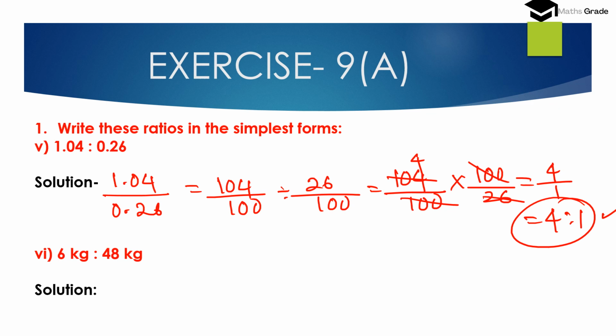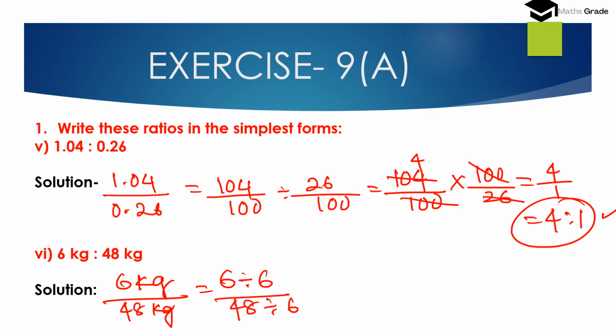Now 6th bit, 6 kg is to 48 kg. We can write 6 kg divided by 48 kg. Between 6 and 48, 6 is the common factor. So divide the antecedent 6 by 6 and the consequent 48 by 6. Now 6 divided by 6 is 1 and 48 divided by 6 is 8. Now we get 1 divided by 8, and 1 divided by 8 is the simplest form of the ratio 6 kg is to 48 kg.